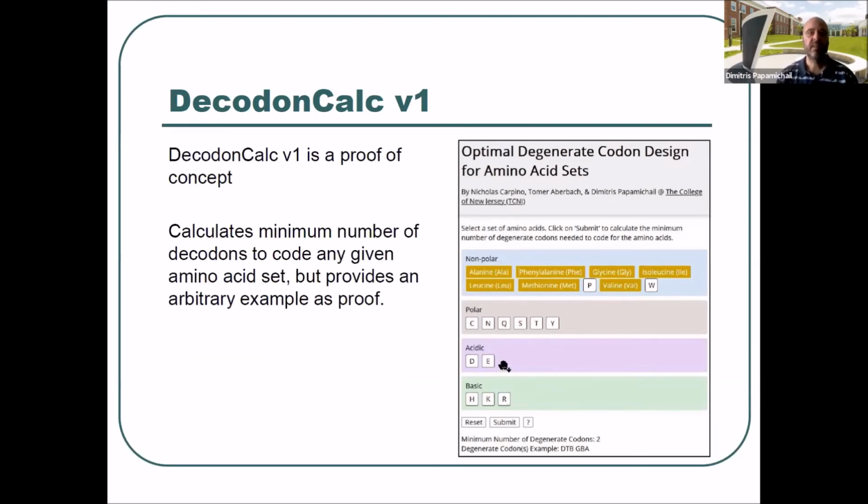Okay. All right, so this first version is a proof of concept. And this example that it shows here on the bottom is just created randomly, based on the process that we use to figure out how many degenerate codons are needed for each amino acid set. So it doesn't have any specific properties. So this may be of somewhat limited use when someone actually wants to use these degenerate codons in their designs.